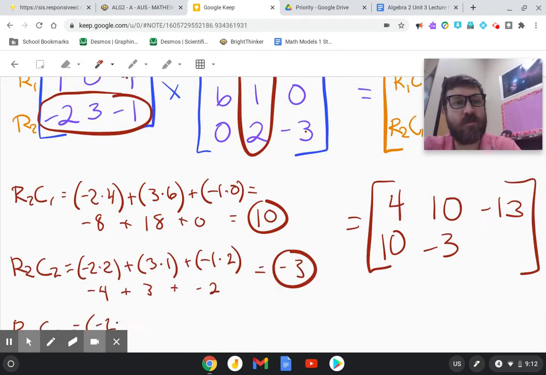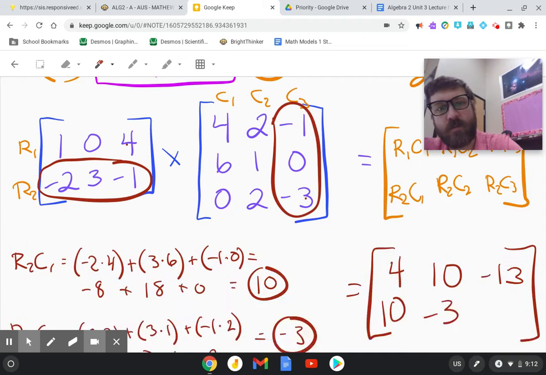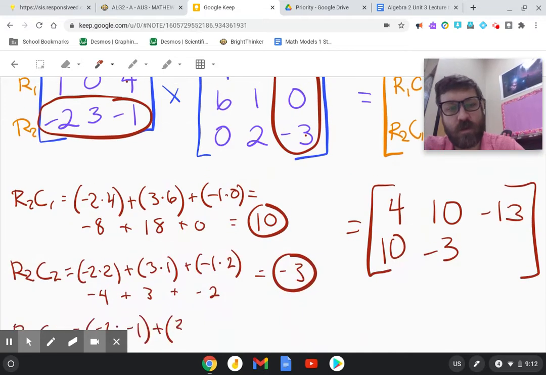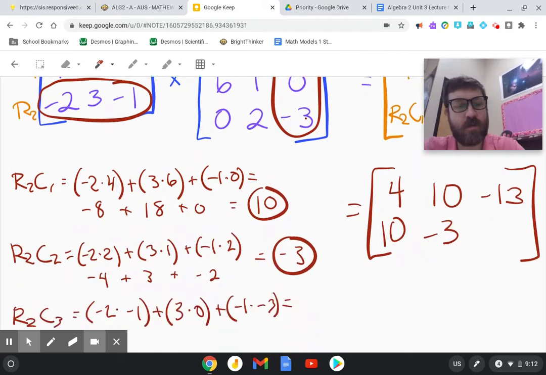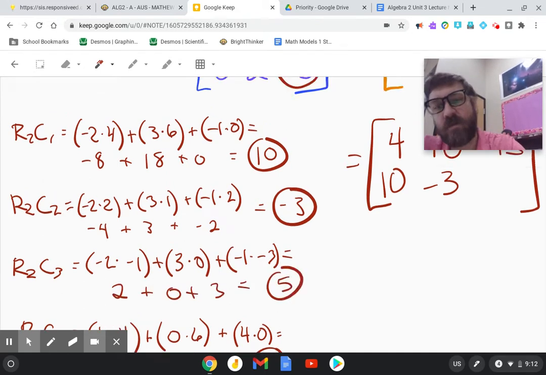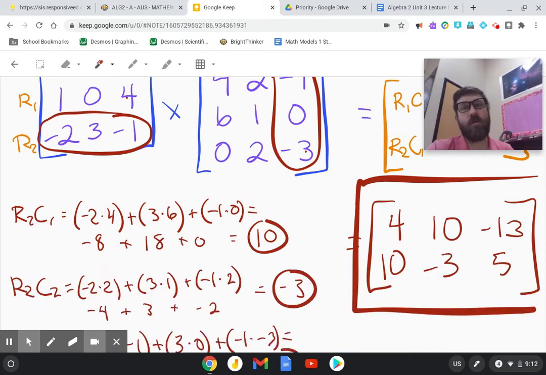Negative 2 times, let's jump up here and look at our last column, which is column 3 right here. So negative 2 times negative 1 plus 3 times 0 plus negative 1 times negative 3. So we end up with 2 plus 0 plus 3, because those negatives all cancel out, giving me 5. And so you can see the amount of work required to get the multiplication of a matrix.